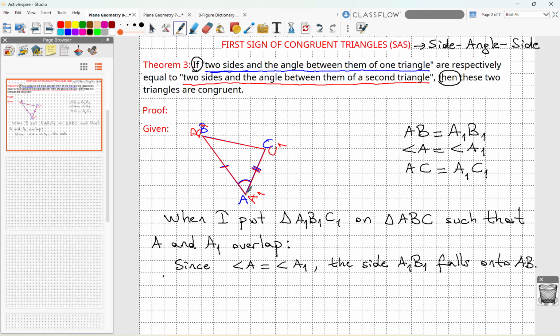But since the length of AB and A1B1 are equal, it means that vertices B and B1 perfectly overlap. Make sense? So, since AB is equal to A1B1, the vertices B and B1 perfectly overlap.